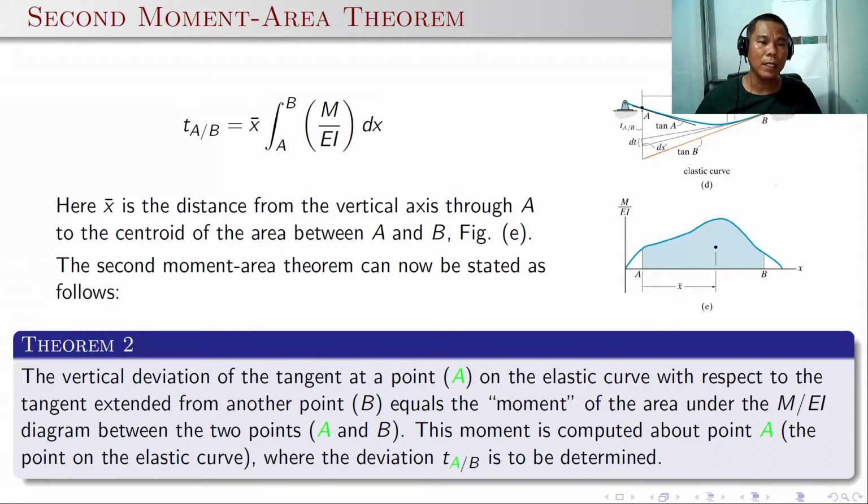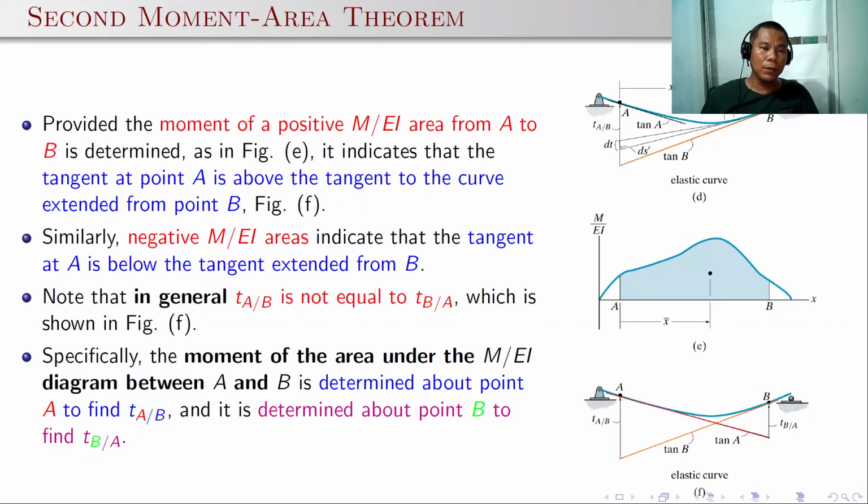So here, in the notation of the deviation t_A/B, the first subscript A represents the moment arm, or the moment arm should be measured from point A. So that would be your guide in determining the vertical deviation.